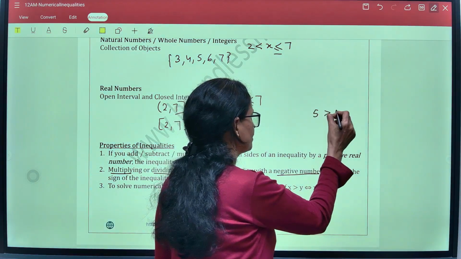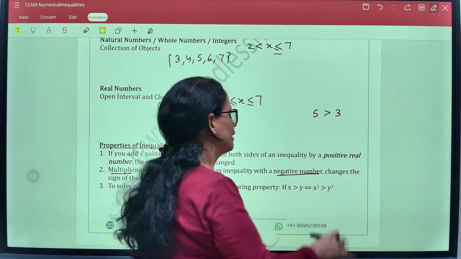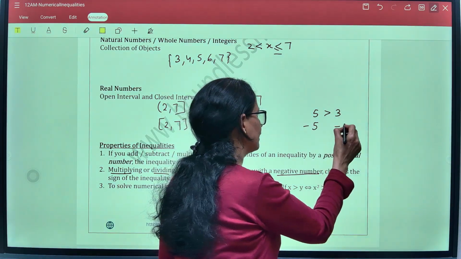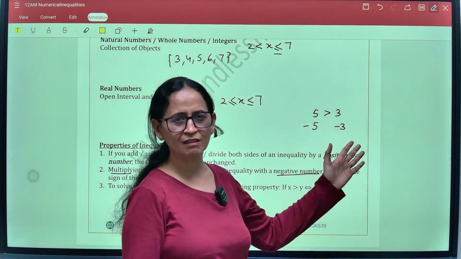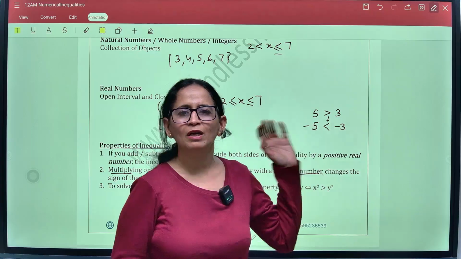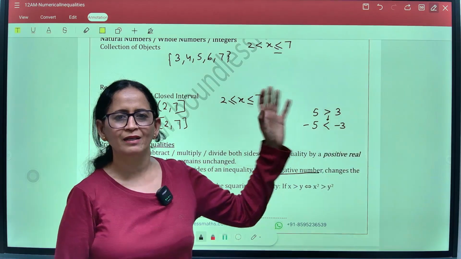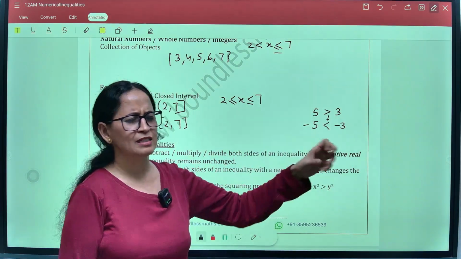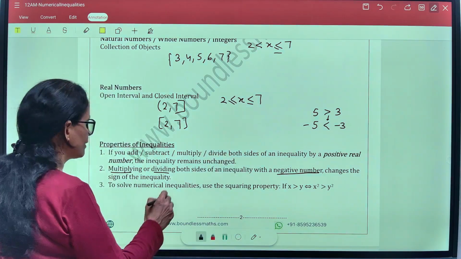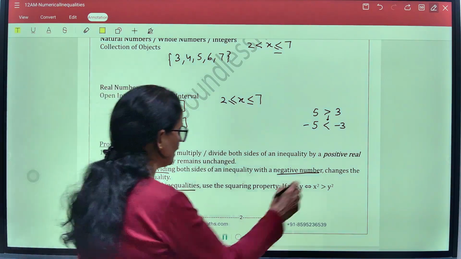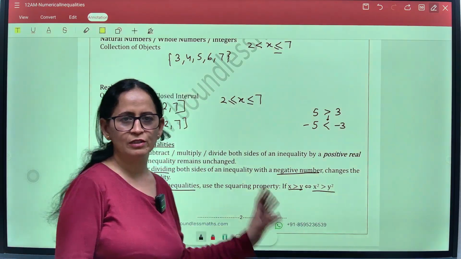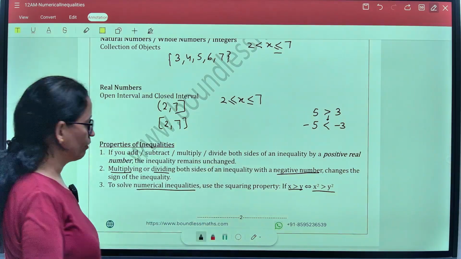For example, 5 > 3. We understand this, right? Now suppose I multiply both the sides by minus 1. It becomes -5 here and -3 here. Which is bigger now? -3 is definitely bigger than -5. So that means the sign flips if you multiply both sides of the inequality by a negative number. It could be -1, -5, -2, any negative number, but the sign will flip. The last property is for numerical inequalities: if x > y, then definitely x² will be greater than y², and vice versa also. So we'll understand this better when we solve questions related to this.